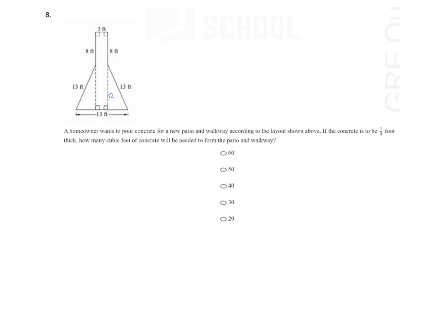The homeowner wants to pour concrete for a new patio and walkway according to the layout shown above. If the concrete is to be 1/3 foot thick, how many cubic feet of concrete will be needed to form the patio and walkway? Okay, so how many cubic feet of concrete will be needed? Okay, let us redraw the figure.